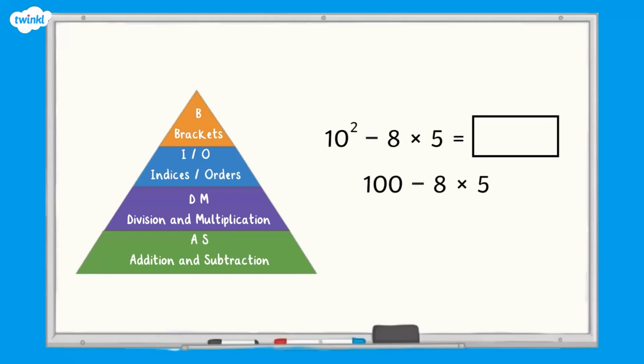If we continue to work down our triangle, the next operations are multiplication and division. Our calculation has a multiplication, so we complete that part next. 8 multiplied by 5 equals 40. So we can replace 8 multiplied by 5 with 40 in our calculation. We are now left with a straightforward calculation and can work from left to right as usual. 100 subtract 40 equals 60, so that is the answer to our calculation.